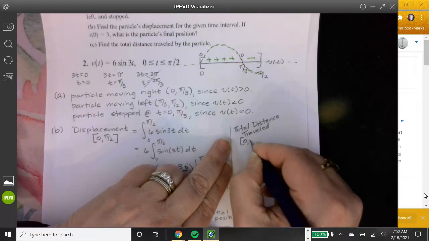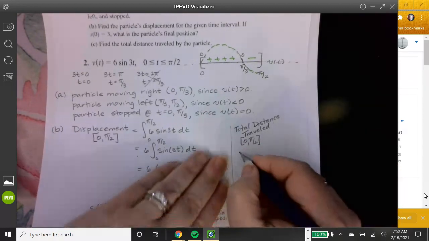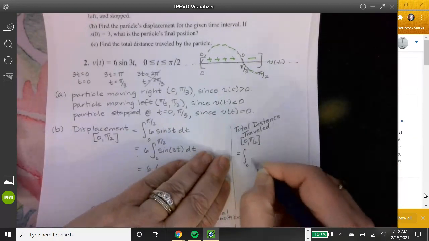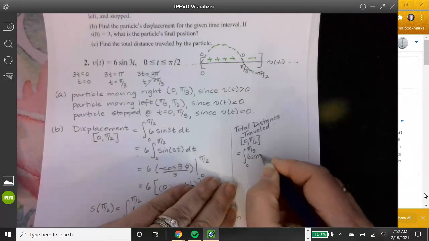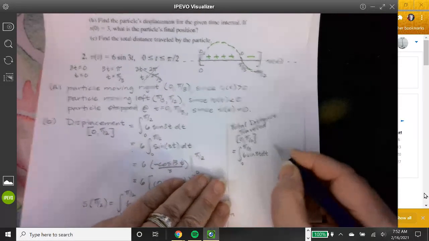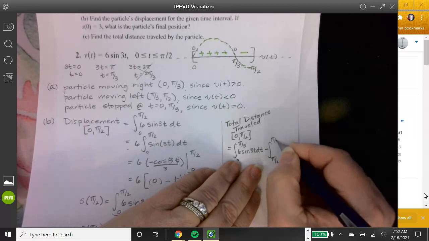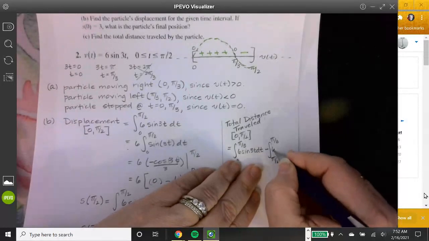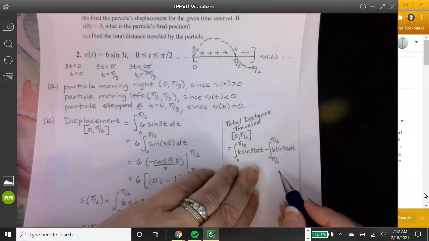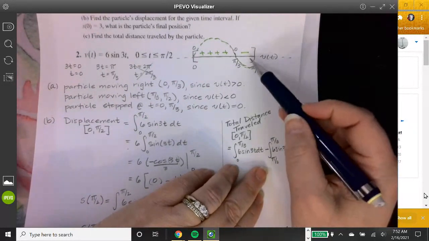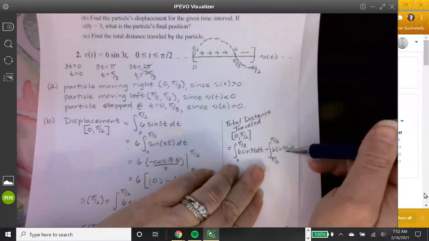From 0 to pi over 2 is going to be the addition of two integrals. So it's going to be the integral from 0 to pi over 3 of 6 sine of 3t dt minus the integral from pi over 2 to pi over 3 of 6 sine 3t dt. Now, why did I subtract this portion here? Well, because it's negative area, and if I subtract a negative number, that makes it positive.